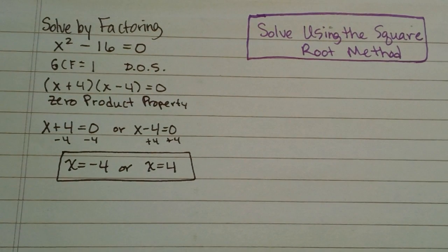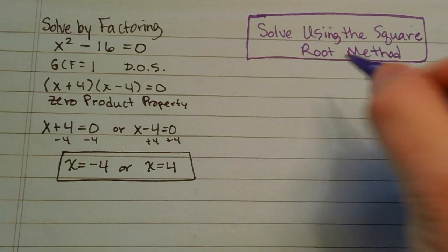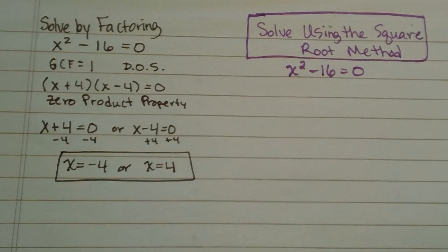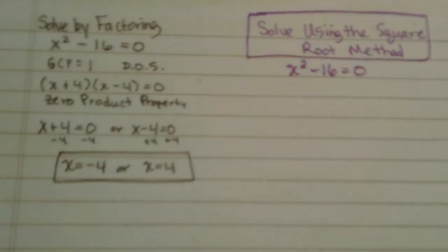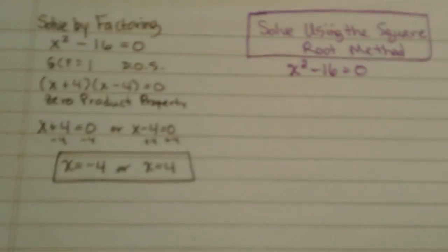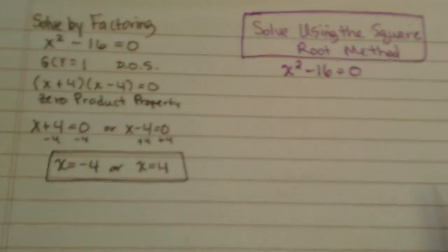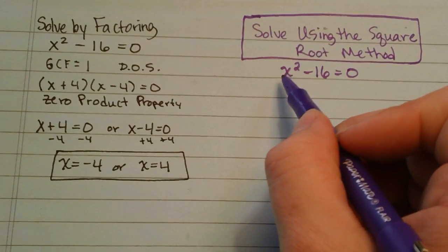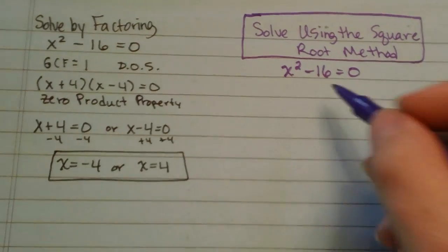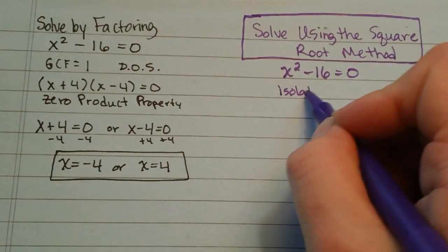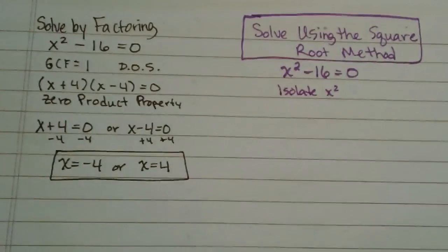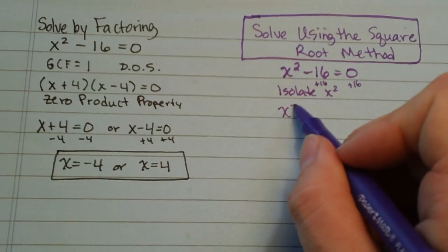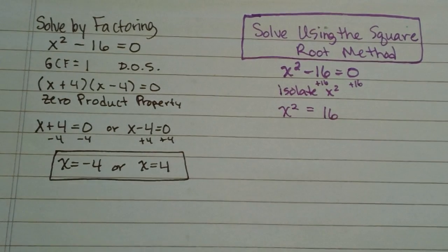Using the square root method, the process is a little different, but we will still get the same answer. So we'll start with x squared minus 16 equals 0. And we're going to go through one problem, and then we will write out the method step by step. The first thing that we're going to do in the square root method is isolate the squared thing. So in this case, the squared thing is x squared. So we want to isolate x squared. And we do that by adding the 16 to both sides. So we get x squared equals 16.